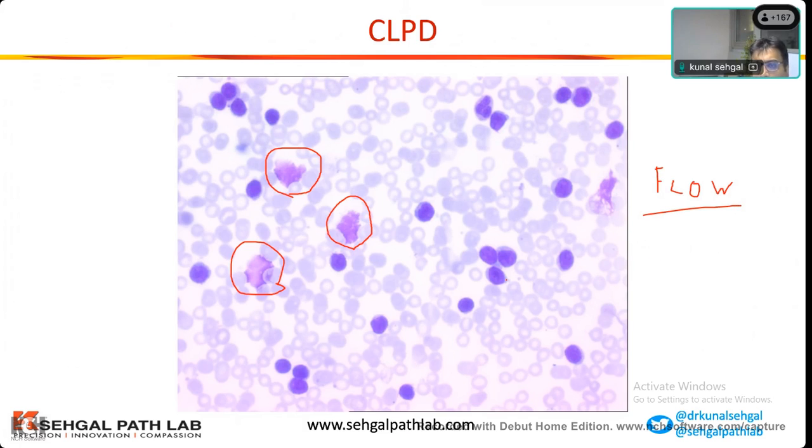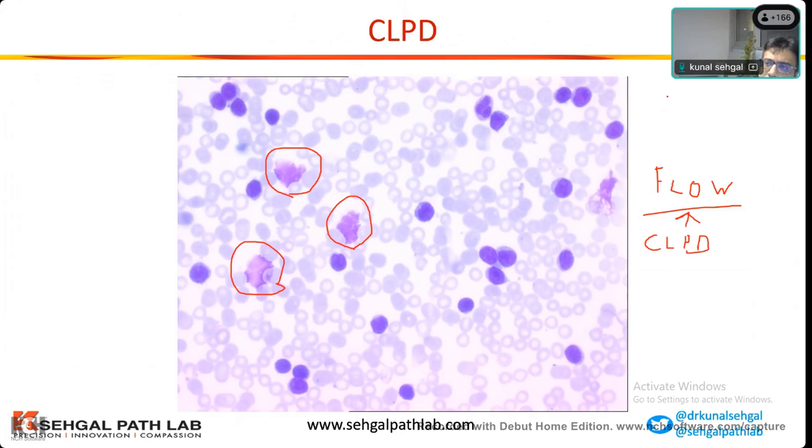Suppose the count was 70,000 or 80,000 WBC, we say this is likely to be a chronic lymphoproliferative disorder. Advise flow. Now, in the most common condition, especially in asymptomatic patients, it might turn out to be CLL. Yes, this case was CLL, but on our smear report, you do not label it as CLL. You label this, at the most, as potentially a chronic lymphoproliferative disorder. In view of the absolute lymphocytosis, you would like to do a flow.